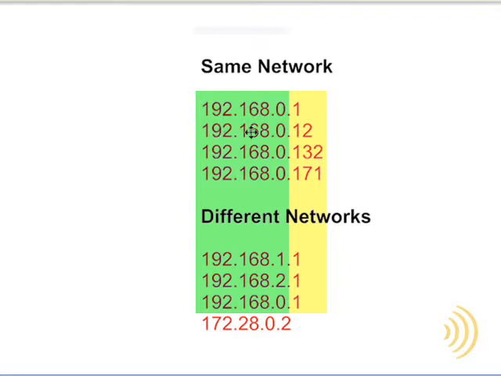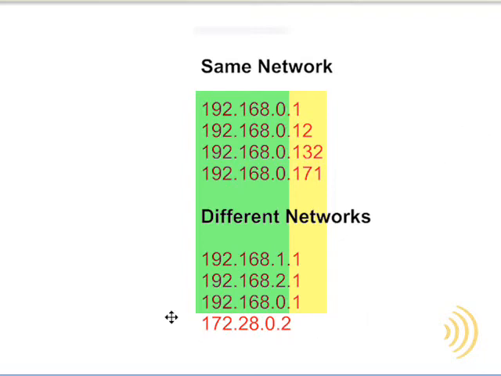The network portion, which in the case of this IP address is 192.168.0, is kind of like the street. And the host portion is kind of like the house on that street. So this IP address is kind of like saying house number 12 on street 192.168.0. And this IP address is kind of like saying house 132 on street 192.168.0. Well, that's pretty easy to understand.